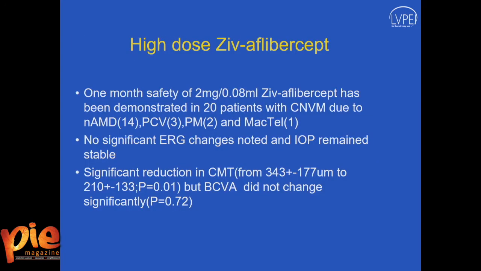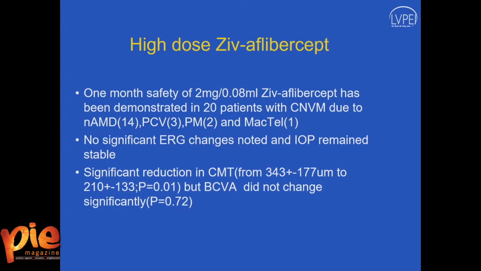So looking at some of the other considerations which I had mentioned, the dose of ziv-aflibercept is significantly less than aflibercept which is commercially available. We are currently doing studies with 2 milligrams of ziv-aflibercept, but it increases the volume which we have to inject to 0.08 ml instead of 0.05, which could raise concerns on intraocular pressure as well as hyperosmolarity induced toxicity.